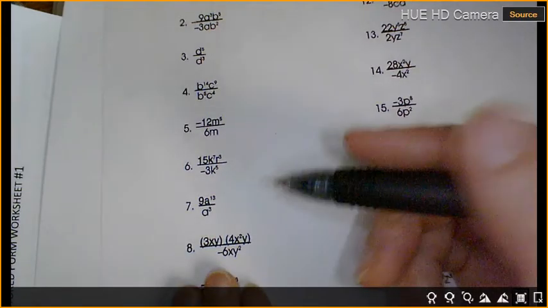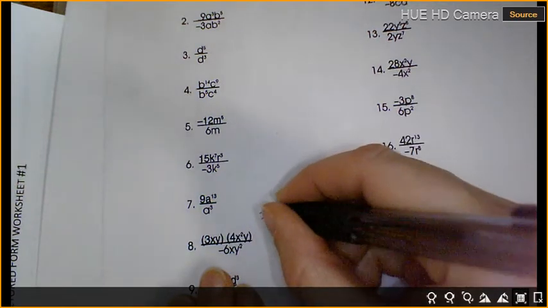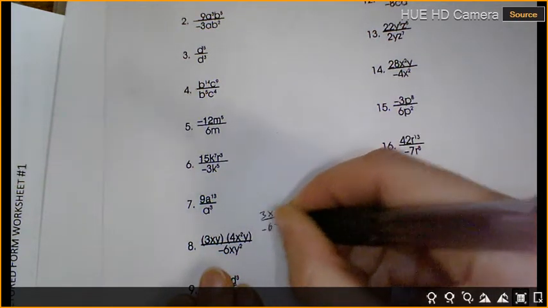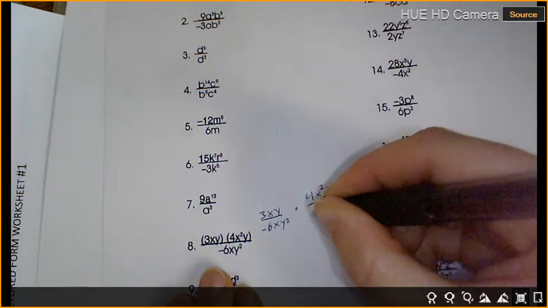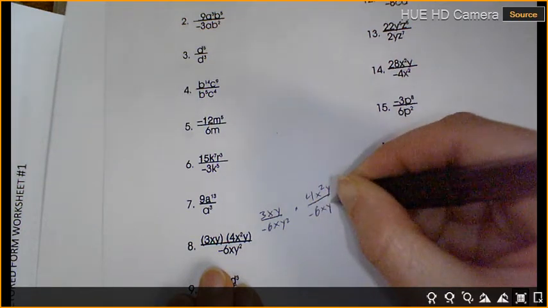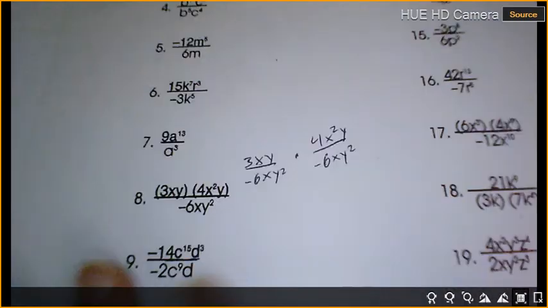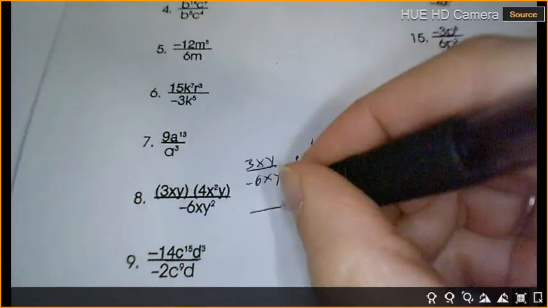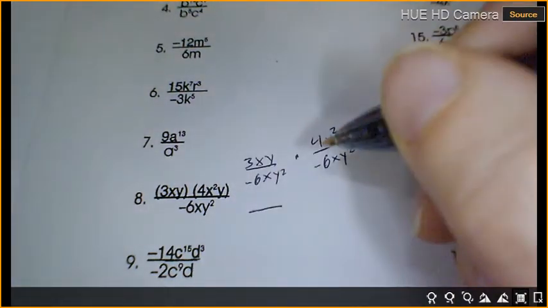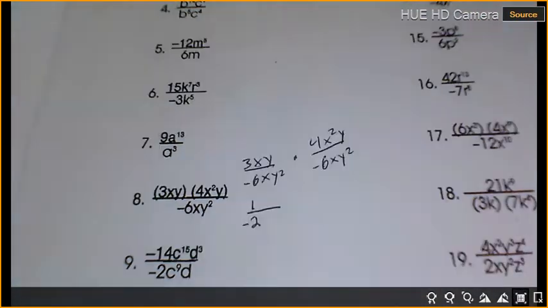Okay. So we have 3xy, so we're just going to separate this. We go 3xy over negative 6xy squared. And we've got 4x squared y over negative 6xy squared. I'm going to zoom in. Okay. What's 3 divided by 6? Say it again. 1/2, yeah. There's just a -2 on the bottom, right? 1 on the top, 1/2.